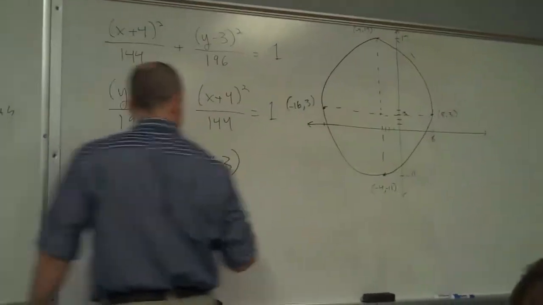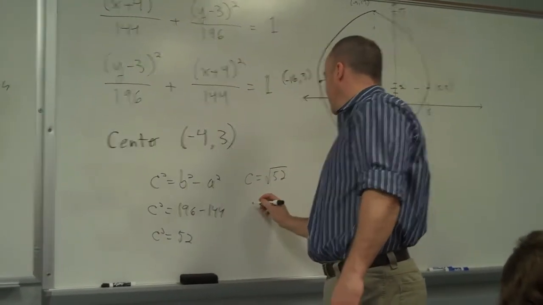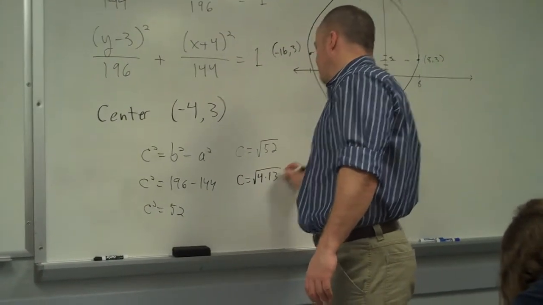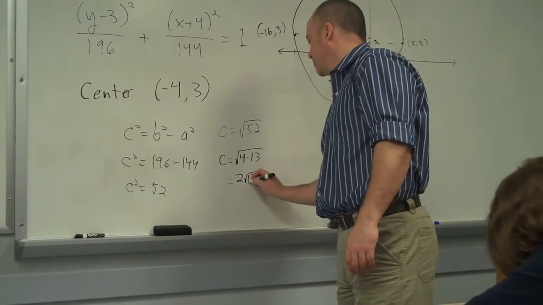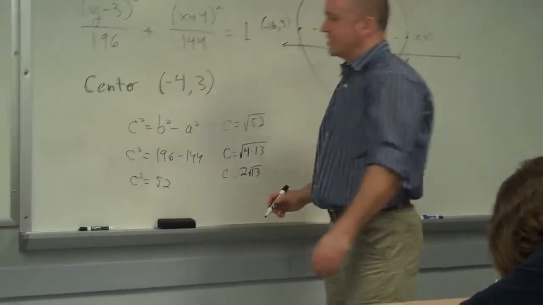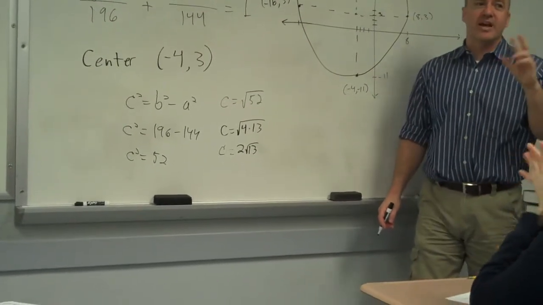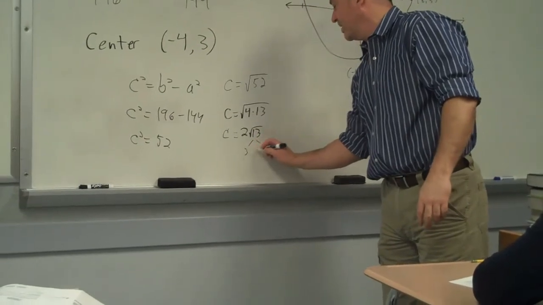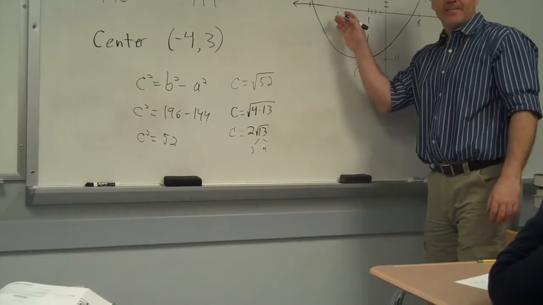C squared equals 52. So C is the square root of 52, which happens to be the square root of 4 times 13. So that is 2 root 13. The square root of 13 is between 9 and 16, so the square root of 13 is somewhere between 3 and 4. So this is somewhere between 6 and 8.